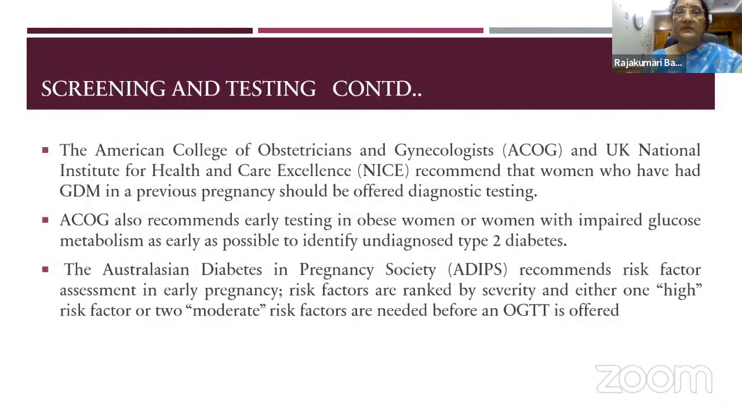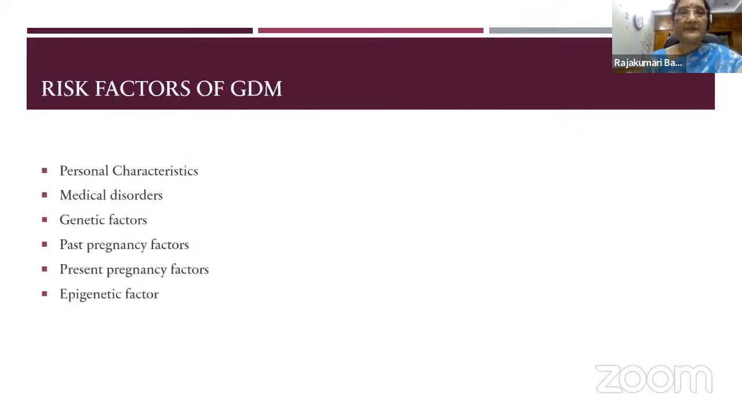According to the American College of Obstetricians and Gynecologists and NICE, women who have had GDM in a previous pregnancy should be offered diagnostic testing, and obese women and women with impaired glucose metabolism as early as possible, to identify undiagnosed type 2 diabetes. According to the Australian Society, they recommend a risk factor assessment in early pregnancy, and OGTT is offered when there is one high risk factor or two moderate risk factors.